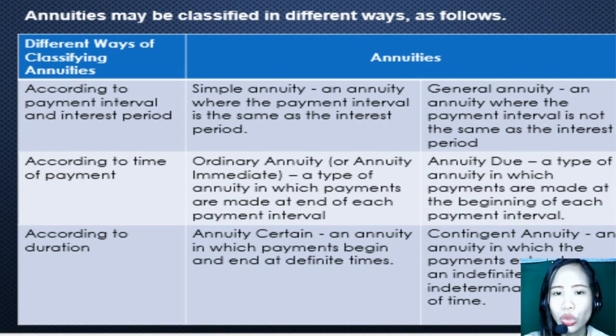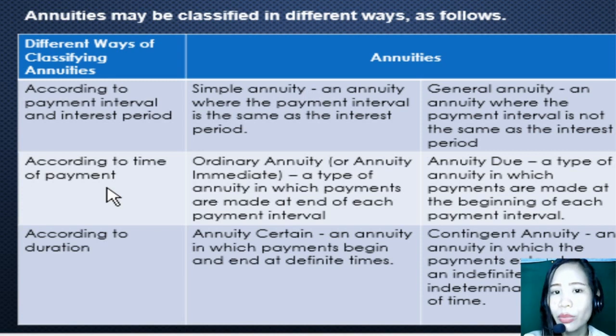What's the difference between the two? If we say simple annuity, it is an annuity where the payment interval is the same as the interest period. So if you pay monthly, the interest is also compounded monthly. On the other hand, general annuity is where the payment interval is not the same as the interest period. So, if you pay quarterly and the interest is compounded monthly, the two are not the same, therefore it's a general annuity.